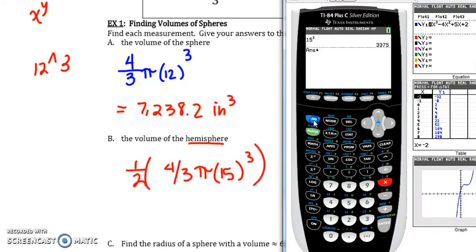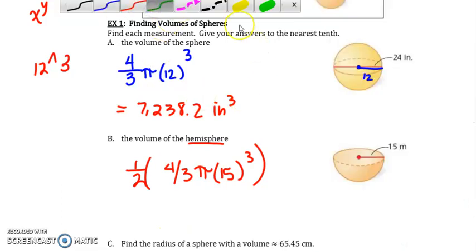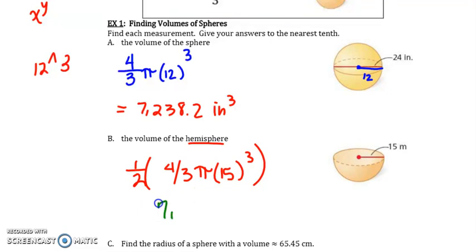times pi. And I like to do everything just in one step, or each step separately, times, and then here's where you can just do parentheses, divided by 4/3 all in parentheses, as opposed to times 4 and then divided by 3. It's up to you. Now we want to take a half of this, so divided by 2. All right, so there it is. We have our 7,068.6, and this is meters cubed.